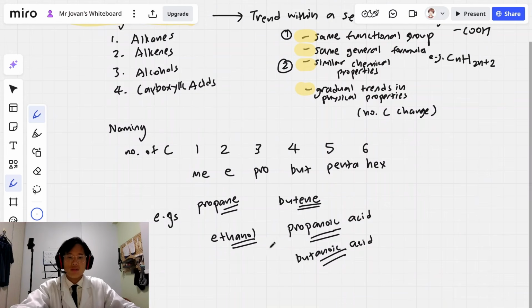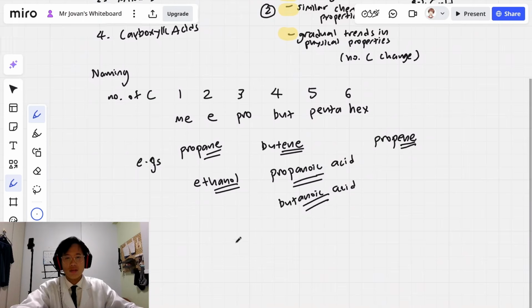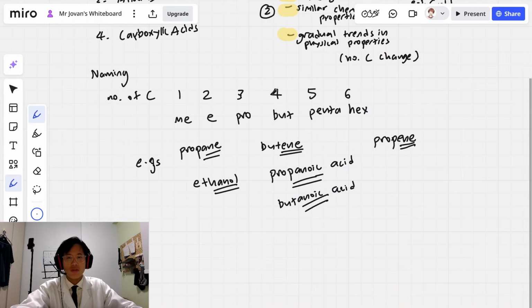Okay, I want you guys to try and practice naming on your own. For example, I tell myself, I want 3 carbon atoms and I want it to be an alkene. What do I call it? Propene. And you can always Google afterwards to double check whether your naming is correct. So you must know this. Focus on 1, 2, 3, 4, 5, and 6. Read and take note. Okay, let's continue.